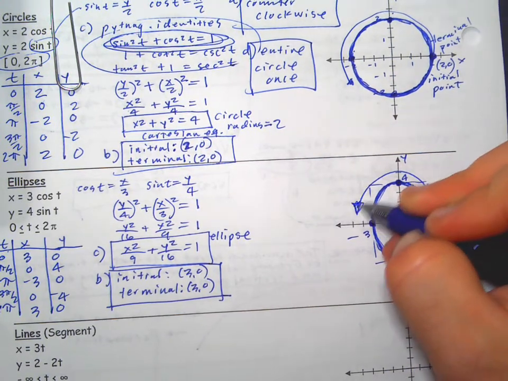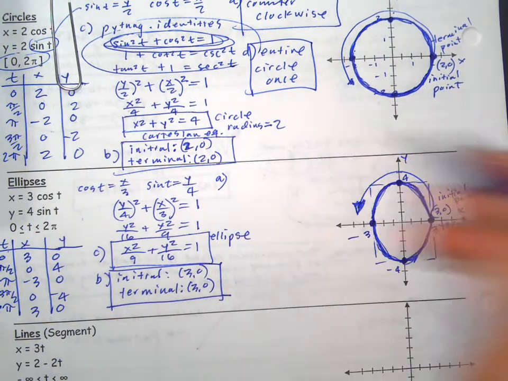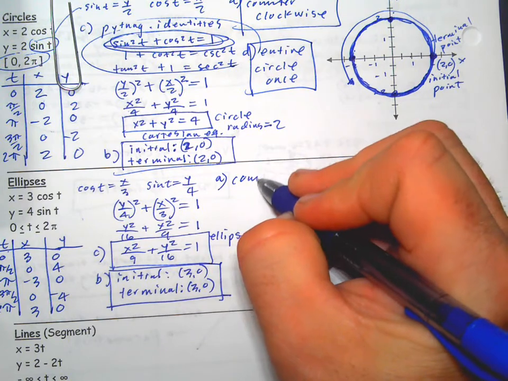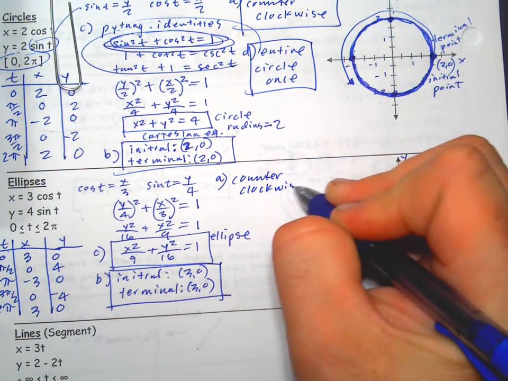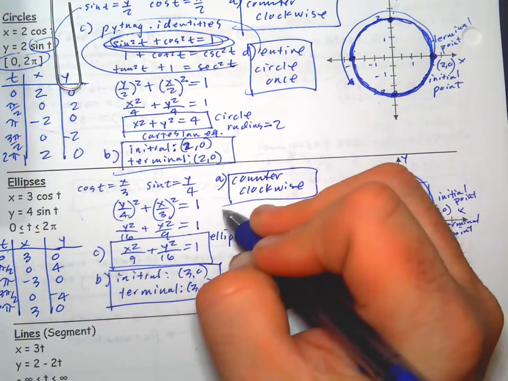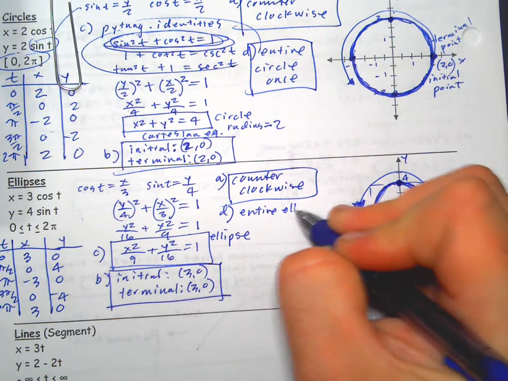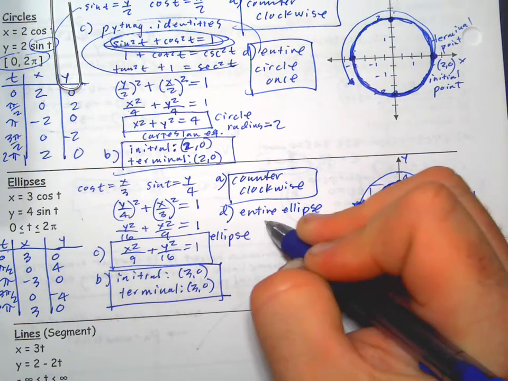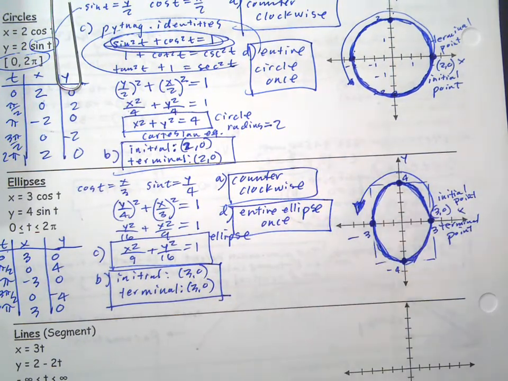So I need that on there. Okay, and we're going to say what the direction is. It's counterclockwise. I want it shown on the graph. And it is an entire ellipse once. You're going to see some other shapes that are not the entire shape: top half, bottom half, left half, right half, or just a quarter of it, or it might be the whole shape twice or 1.5 times. So there you go.